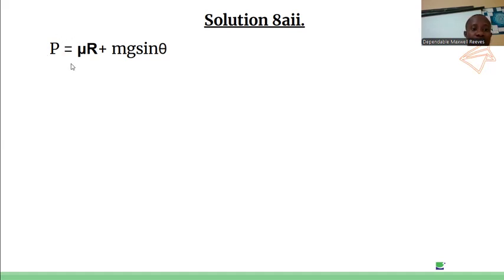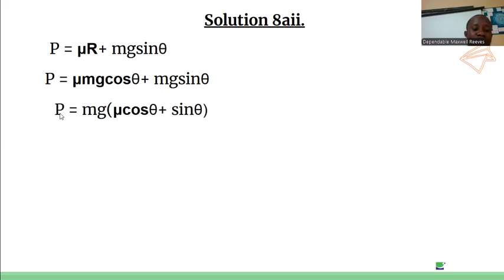Positive. Now, we know that R is equal to mg cos theta. Don't forget about that. So we place the value of R. We have the pull force equal to mu, the coefficient of friction, times mg cos theta plus mg sin theta. We can see the influence of mg, so we can factor mg as our common factor. So factoring mg, we have the pull force equal to mg times mu cos theta plus sin theta. So mg comes out of the parenthesis.